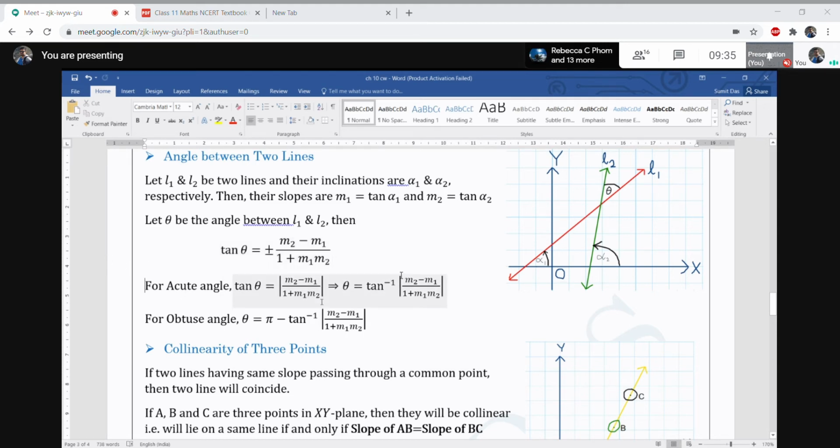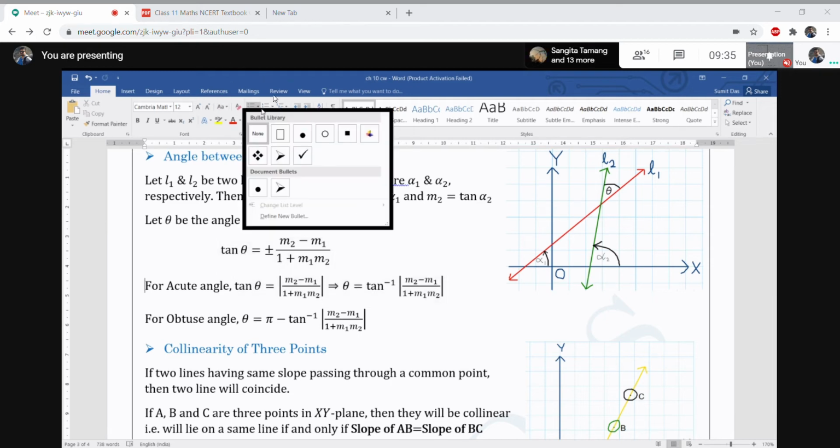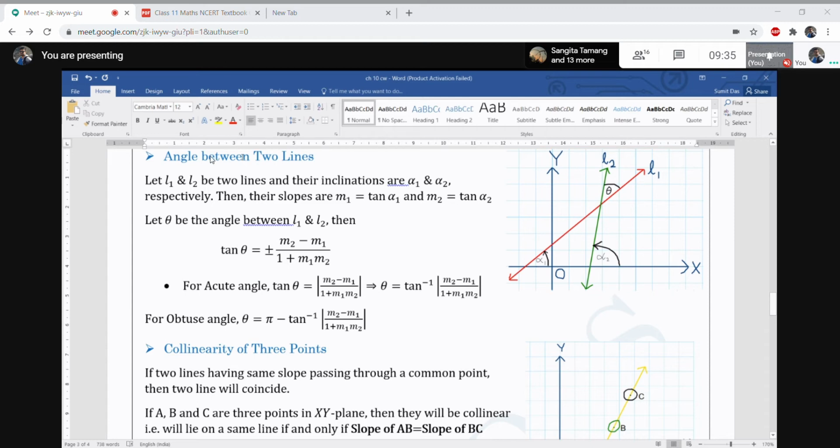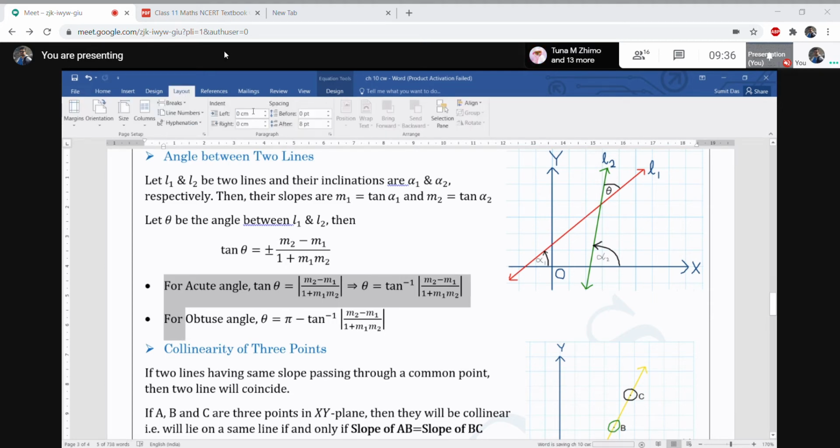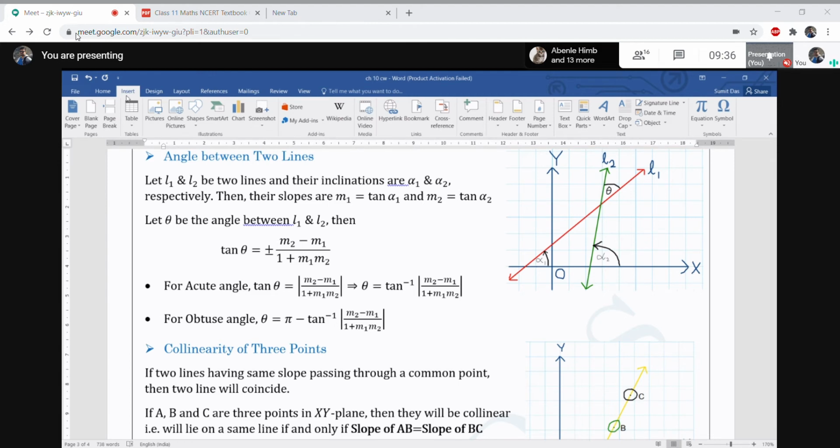For the acute angle we used to take this formula: tan theta equals the modulus of (m2 minus m1). So theta will be tan inverse. Last day also I told you about the inverse. What is inverse? If tan theta equals 1 by 3, then theta will be tan inverse of 1 by 3. That is the inverse thing. In class 12 you will learn the inverse.